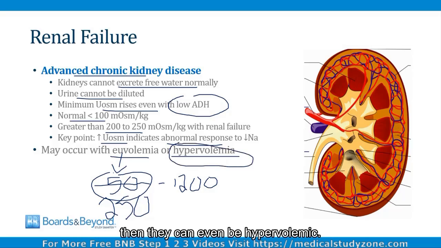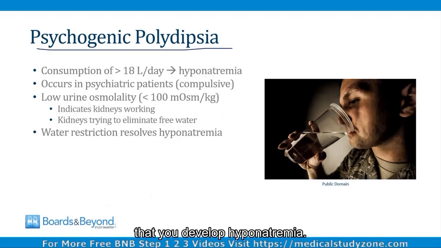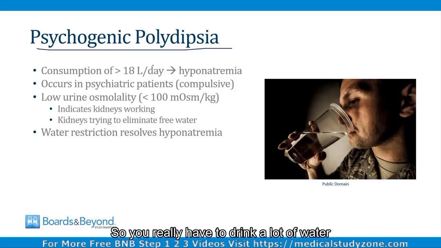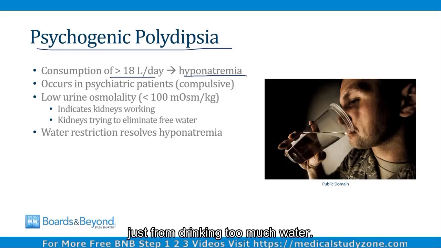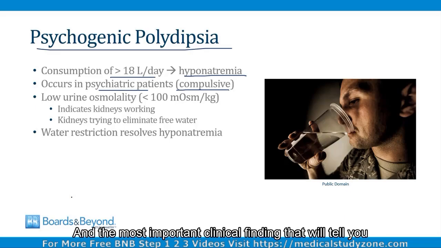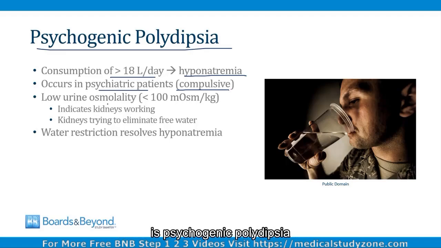be hypervolemic. Psychogenic polydipsia occurs when you drink so much water that you develop hyponatremia. Now, healthy kidneys can excrete lots and lots of free water, so you really have to drink a lot of water, more than 18 liters per day, if you want to develop hyponatremia just from drinking too much water. This usually occurs in psychiatric patients who have some type of compulsive disorder where they are constantly drinking water throughout the day. And the most important clinical finding that will tell you that the diagnosis in a patient with hyponatremia is psychogenic polydipsia is that the urine osmolality will be low.